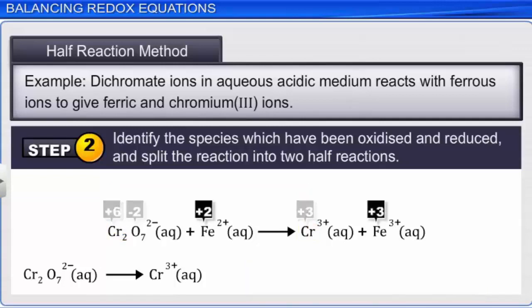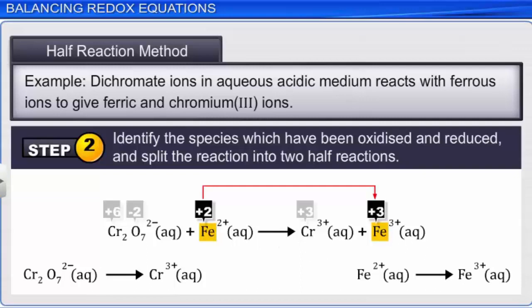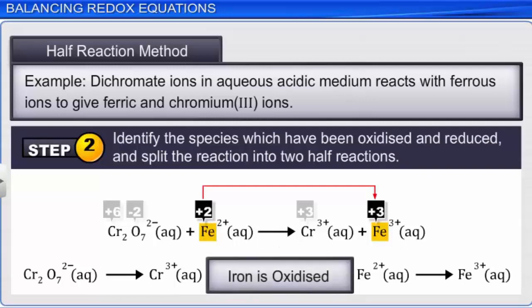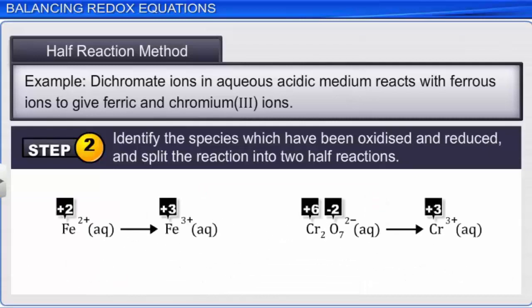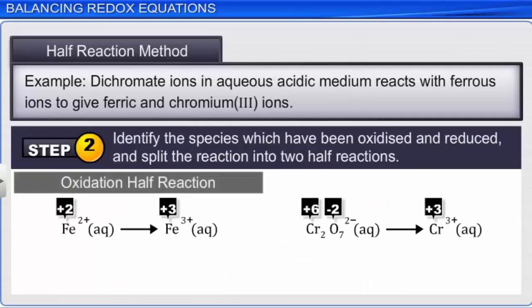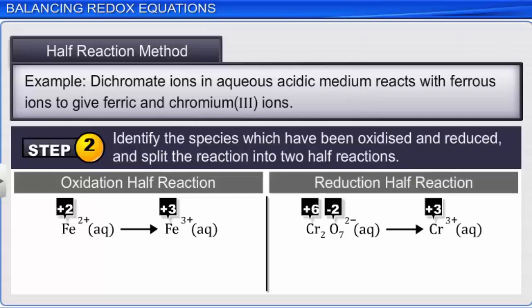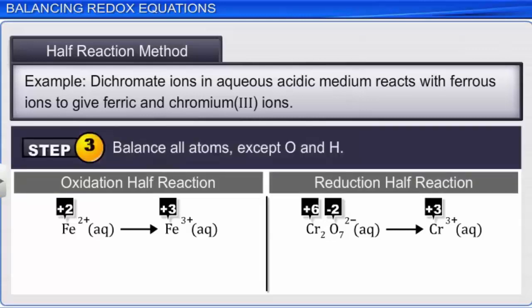Simultaneously, the oxidation number of iron increases from +2 to +3. Thus, iron is oxidized. Thus, the 2 half reactions can be written to show the oxidation half reaction and the reduction half reaction. In the third step, balance all atoms except oxygen and hydrogen.